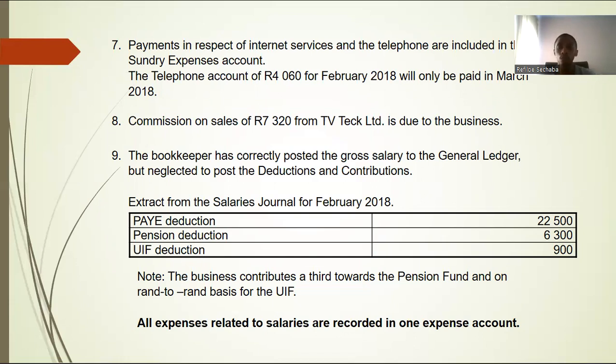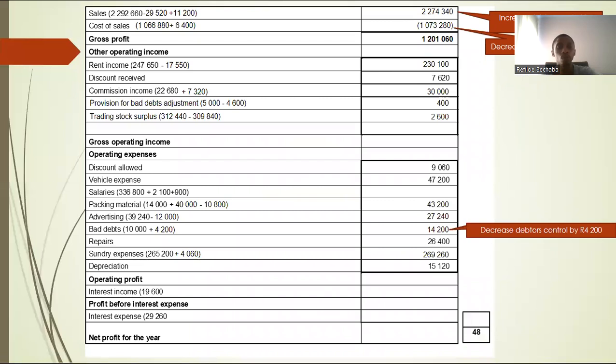So in this case, they omitted to record the contributions, which are as follows. They told you that the business contributes a third towards the pension and on a rand-for-rand basis for UIF. So if the pension is 6,300, a third of that, how do you find it? You will simply take the 6,300 times 1/3. And when it comes to UIF, if I contribute 1 rand, the employer will also contribute 1 rand. The contributions will be recorded in the statement of profit or loss. But before we record them, can I just show you how this works out?